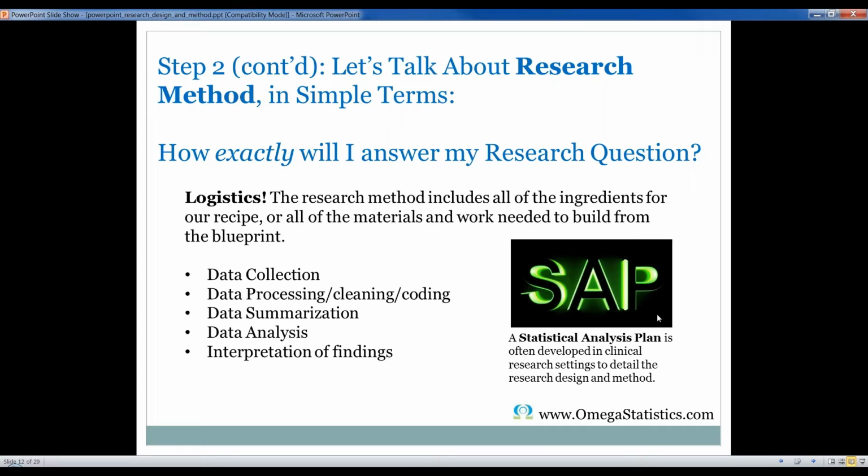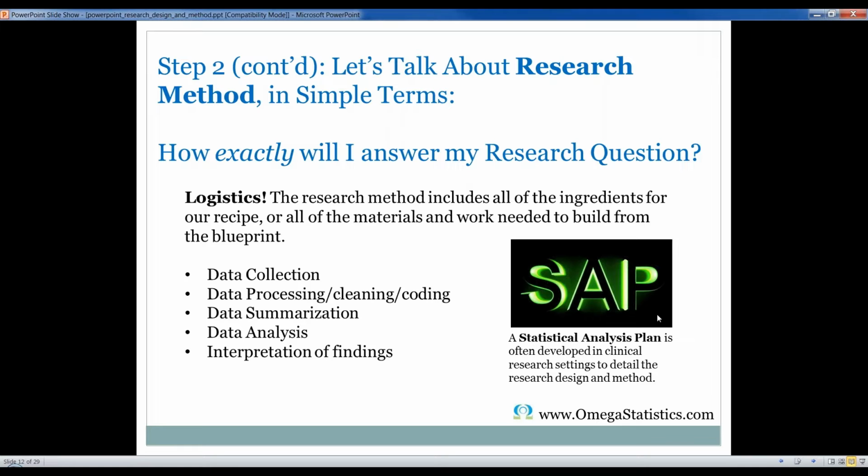So it's going to include data collection. How are we going to collect the data? Are we going to use surveys? Are we going to find an archival data set? Are there some records somewhere we can use? Are we going to do interviews? How are we going to process it? How are we going to store it? How are we going to clean it up? How are we going to code it?